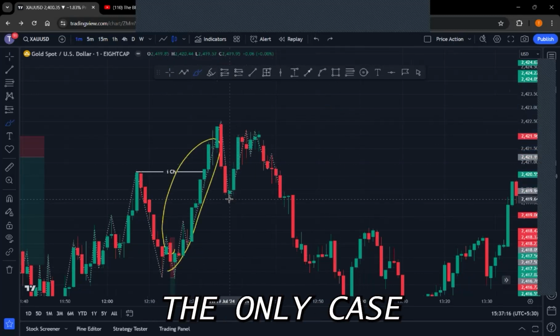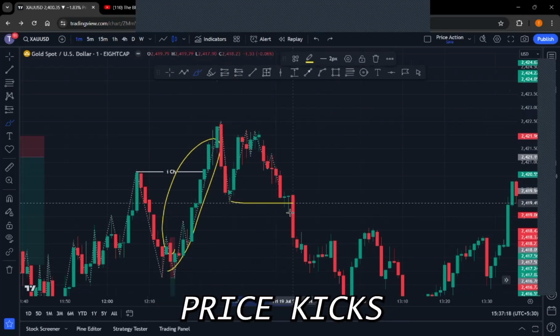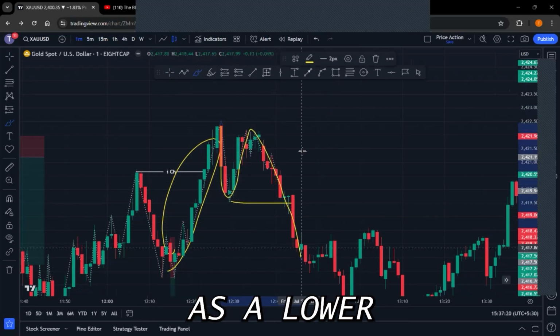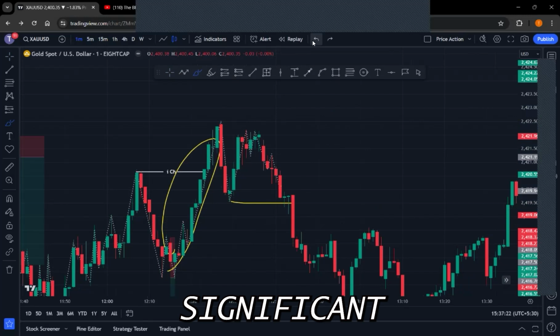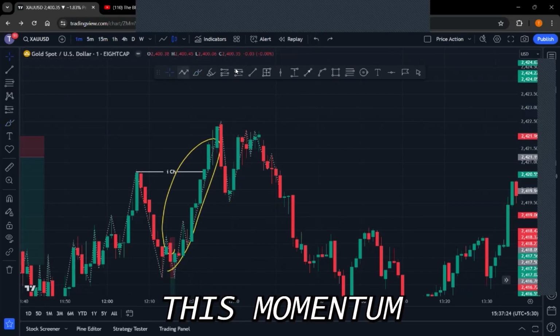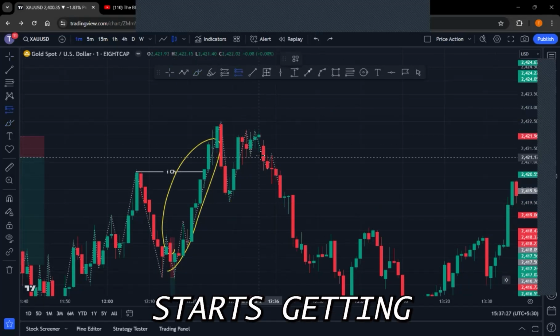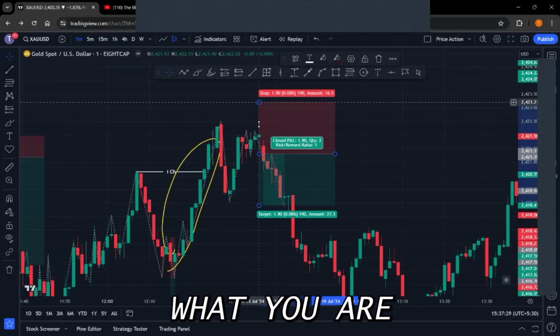If you look, the only case the sell leg will be formed is when the price takes out this level. Only then it will be considered as a lower high, lower low. So a small significant trade that you can take in this momentum is when the price internally starts creating lower low and lower high. You can take a sell from here, put your stop loss over here.